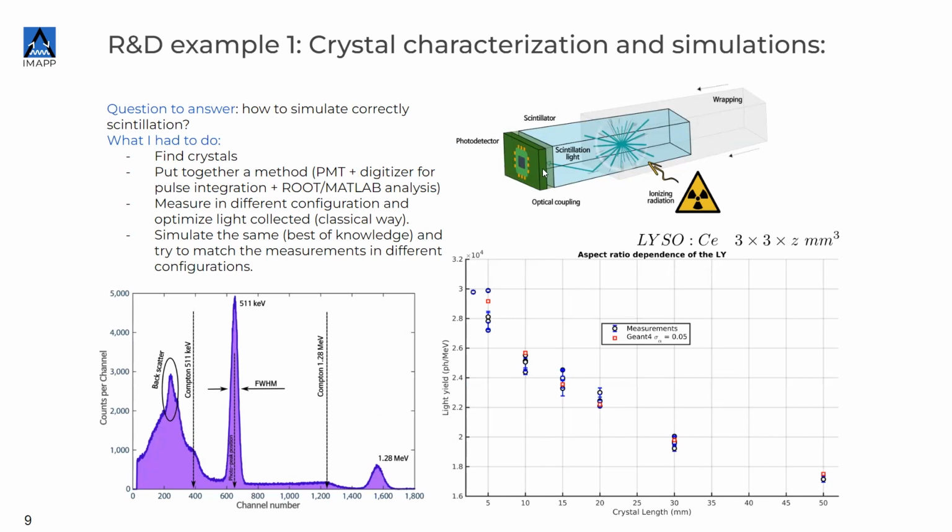You have to put a photodetector on the scintillator. You have to have some optical coupling between the photodetector and the scintillator. Otherwise, you don't extract all the light, because you have reflections at the surfaces with the PMT. So you want to match the refractive index of the crystal.